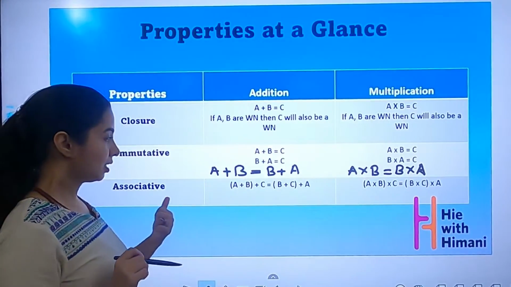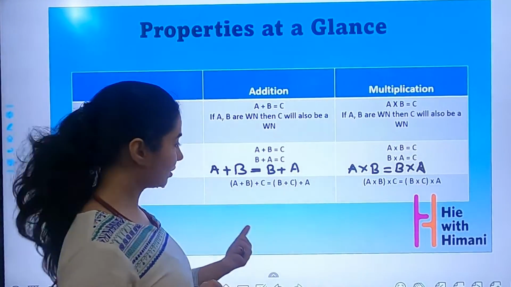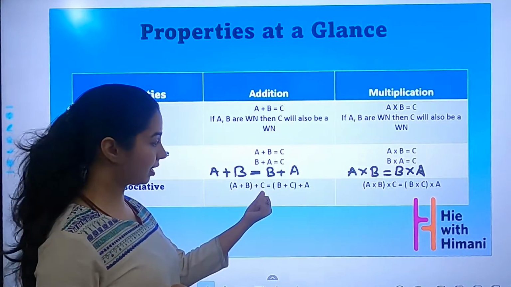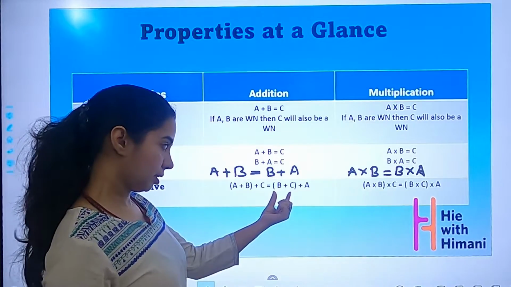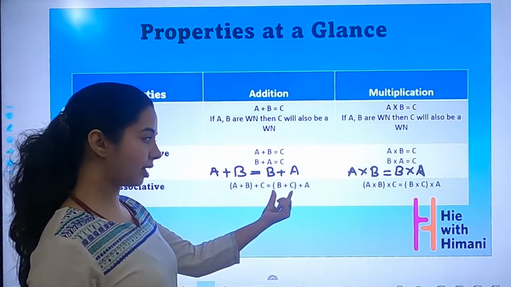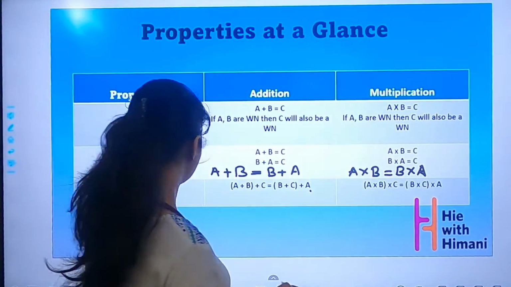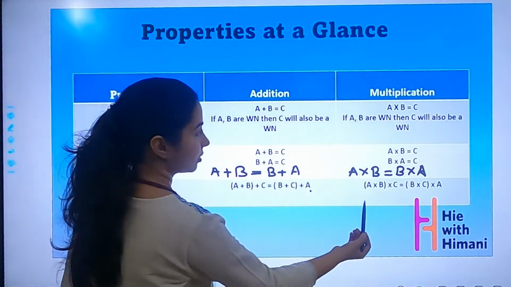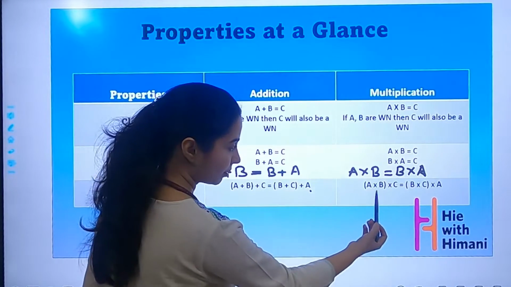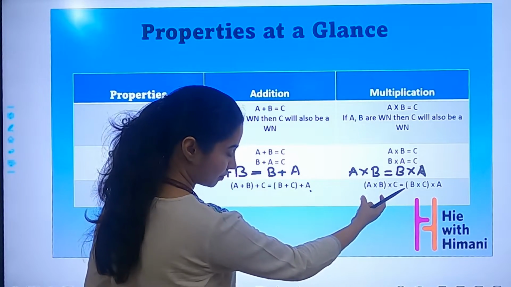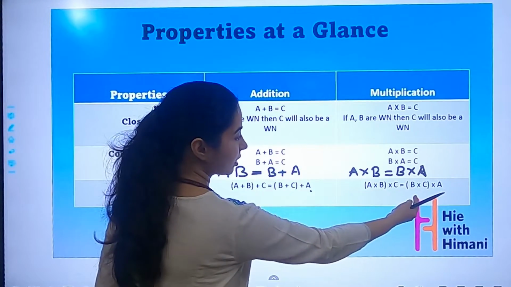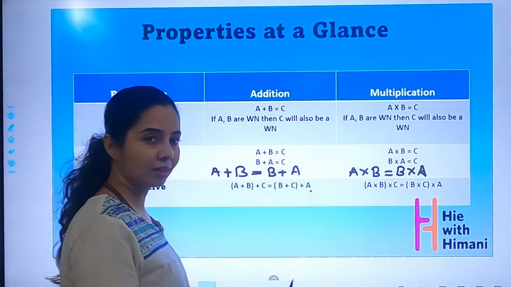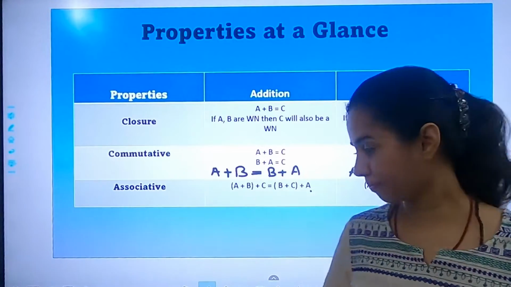If you talk about the associative property, it says if A and B are added first, then they are added to C. It will be the same if B and C are added together and then A. This is the associative property. This is the associative property of multiplication. A and B are multiplied first, then they are multiplied to C. The answer will be the same if B and C are multiplied first and then they are multiplied to A.